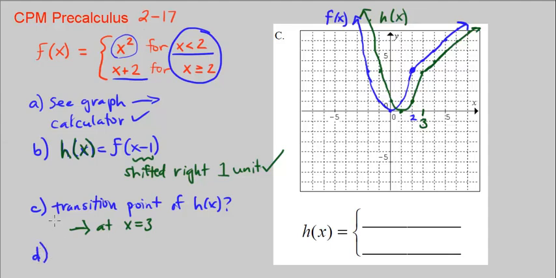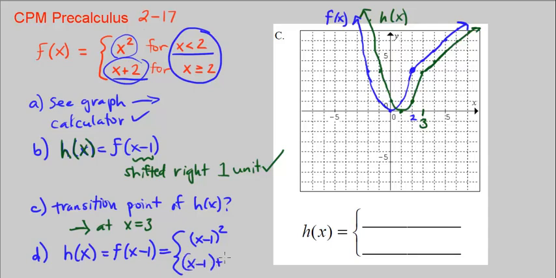Part D says find the piecewise function for h of x. Write the function in the space provided on the page. Use your calculator to verify your expression. Okay, so I know h of x is equal to f of x minus 1, right? We defined it right here to be that. So I'm going to plug this in to f of x. So f of x we know is x squared, but now we have the input being x minus 1, so it's going to be x minus 1 squared, and for the line it's going to be x plus 2. So instead of x plus 2, it's going to be x minus 1 plus 2, right?